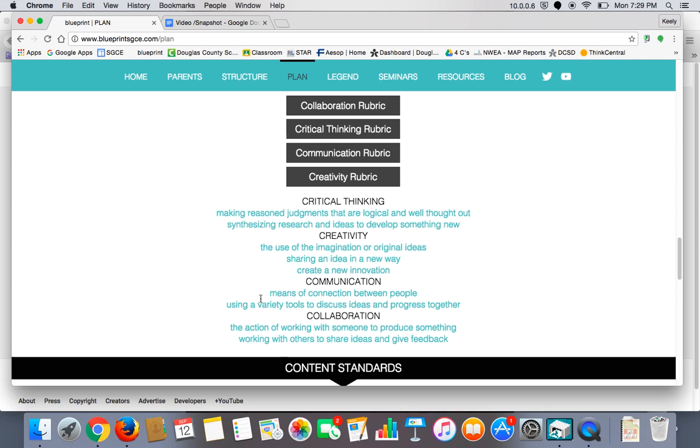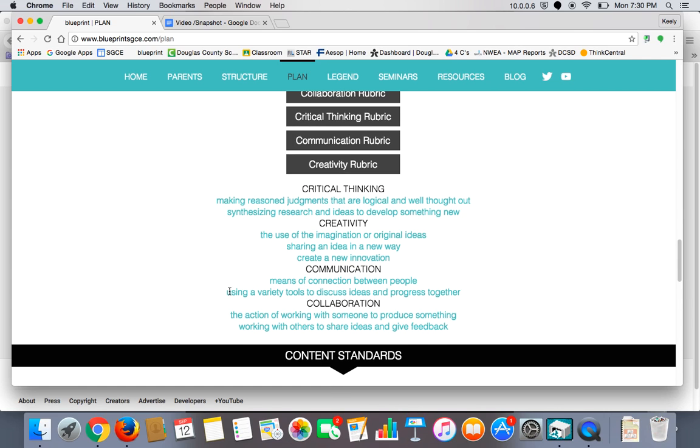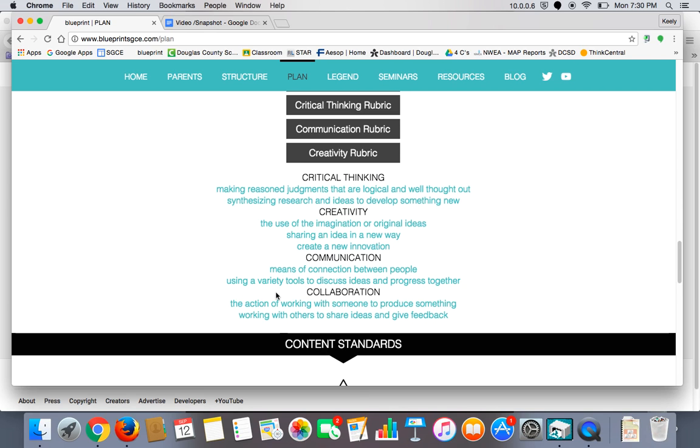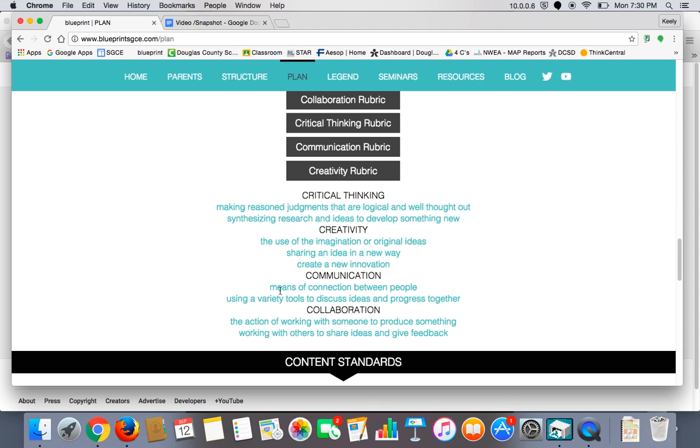If I look under communication, I have means of connection between people. I'm really talking about veterinary medicine, the interactions between veterinary medicine and dogs. I'm not sure that that's my best focus. I might add a communication goal later, depending on who I talk to or who I share my ideas with. I'm seeing using a variety of tools to discuss ideas and progress together. This is an independent project. So again, I'm not sure who I'm sharing my ideas with yet, but I know that these up here sound more like what I want to do when I'm thinking about creating something new.